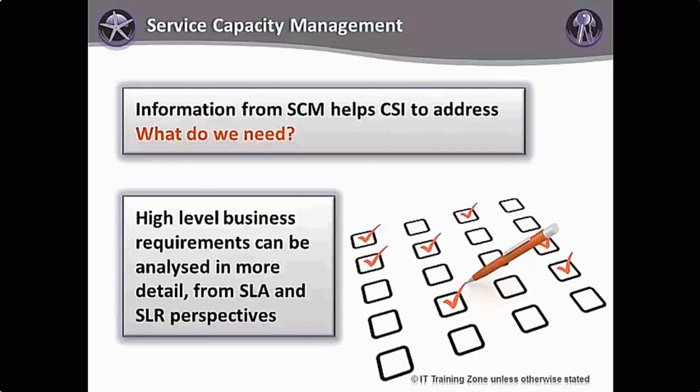Again, information from service capacity management helps continual service improvement to address the "what do we need" question. High-level business requirements can be analyzed in more detail from the individual service level agreement and service level requirement perspectives.